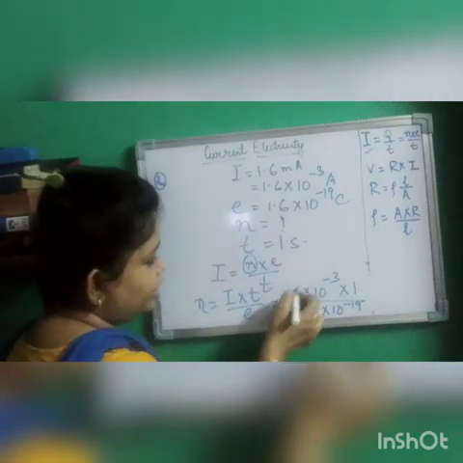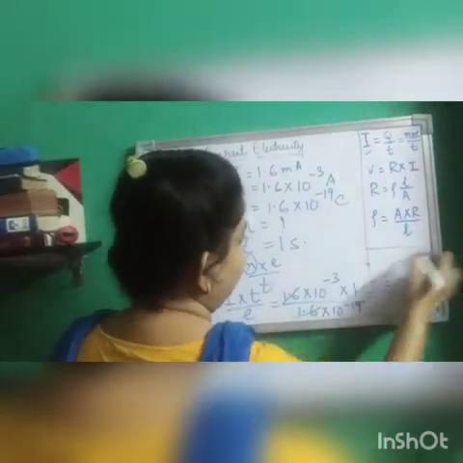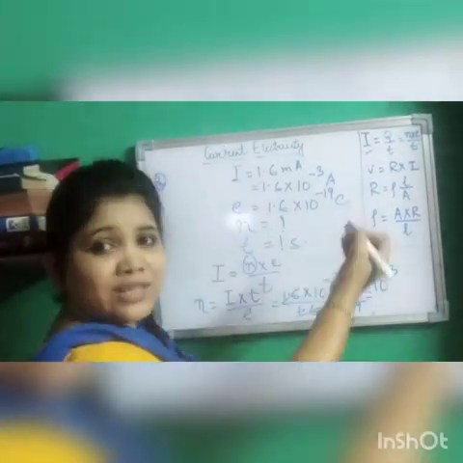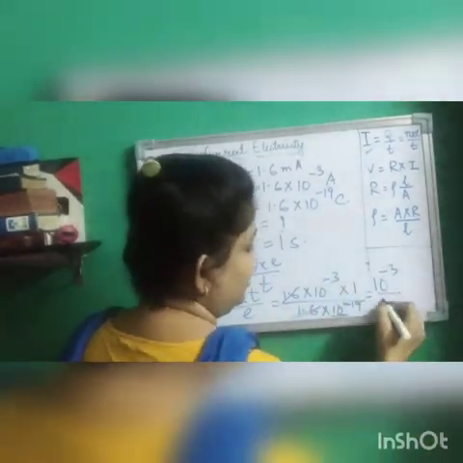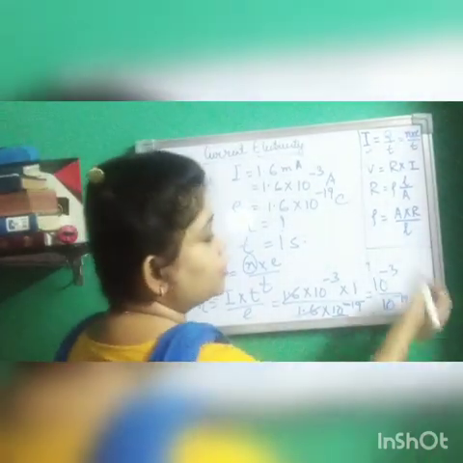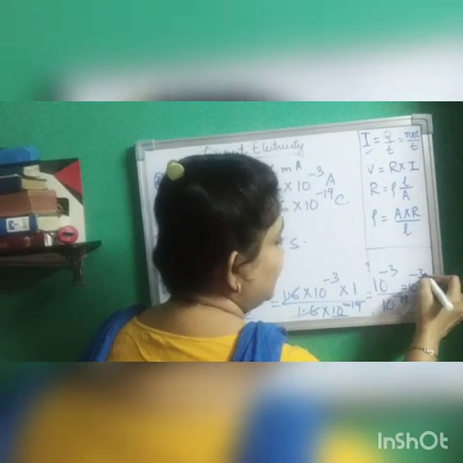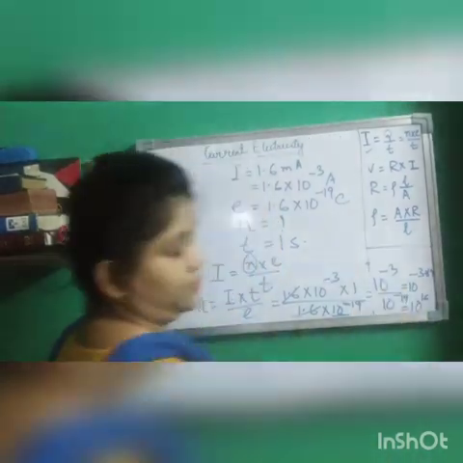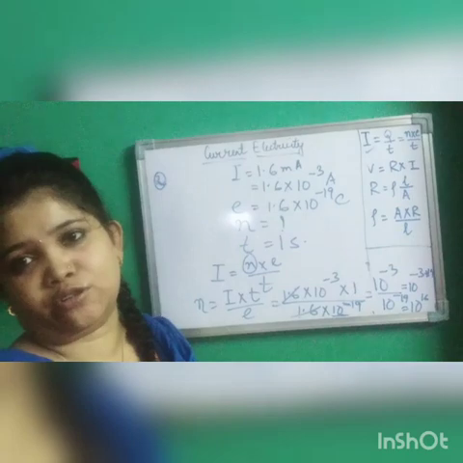So obviously, as you can see, 1.6 gets cancelled. What you're left with is 10 to the power of minus 3, and as it is division, 10 to the power of minus 3 by 10 to the power of minus 19, when this power goes up it will become plus. That means it will become 10 to the power of minus 3 plus 19. So ultimately, what is the answer coming? 10 to the power of 16. Okay, what is the total number of electrons? 10 to the power of 16 electrons.